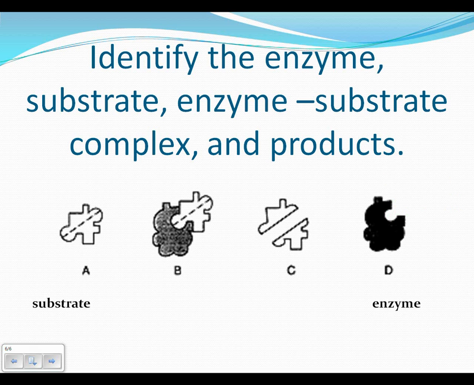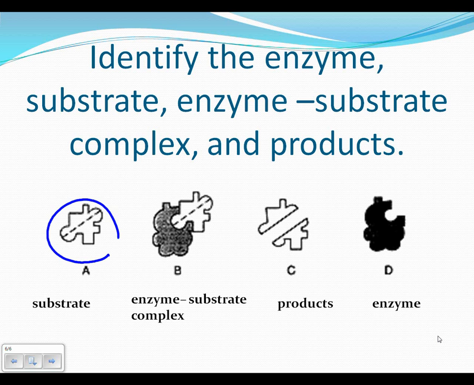The enzyme substrate complex is when they're connected, and that's B. And finally, the products are what would be formed, and letter C happens to be the products. Since we started here with a large substrate and we have two smaller pieces, this is an example of catabolism because the large substrate was broken into two smaller pieces.